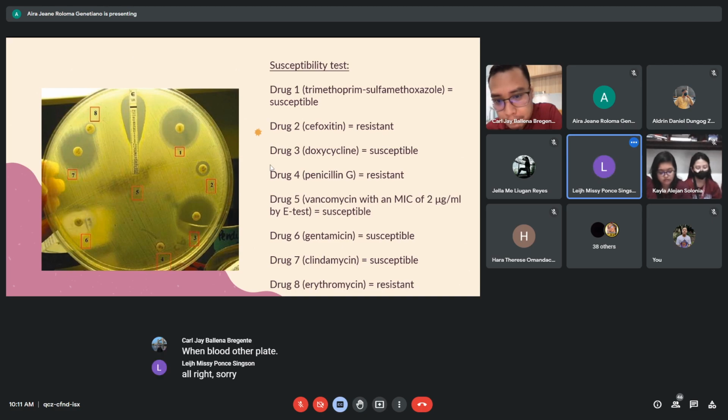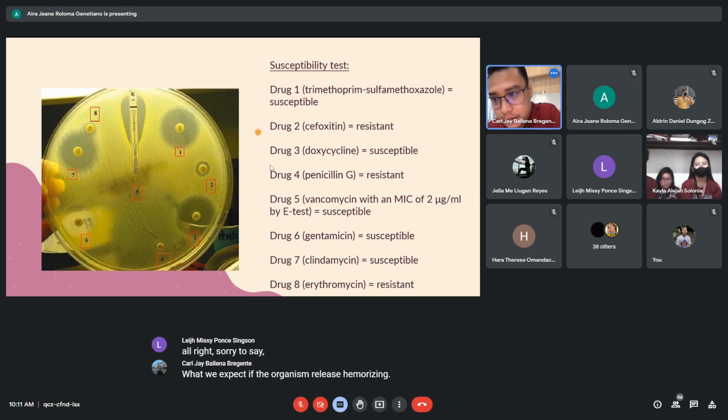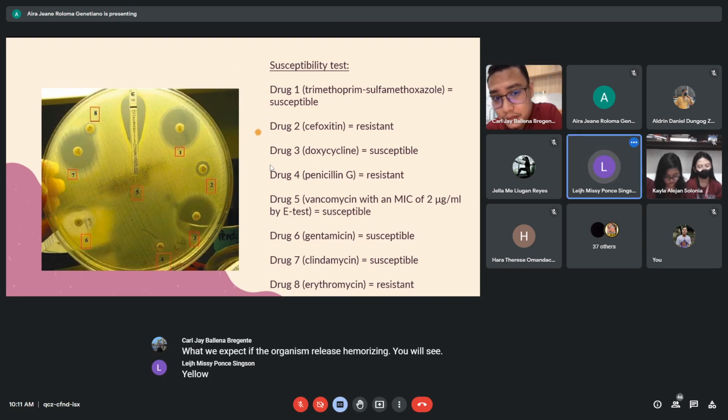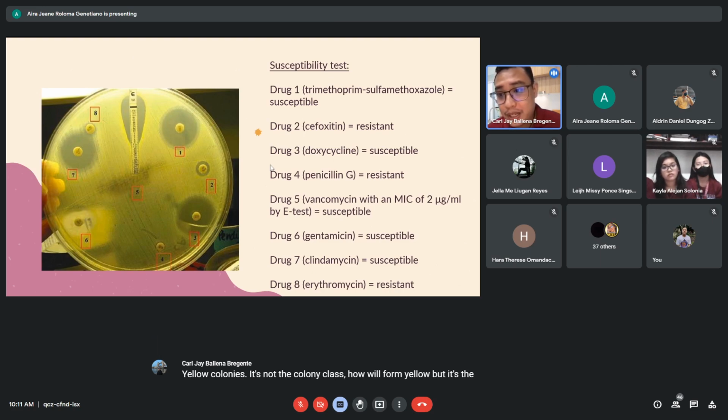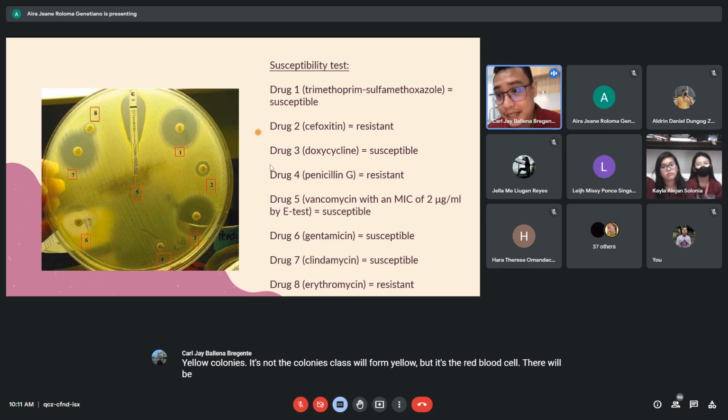Sorry, sir, wait. What do you expect if the organism releases hemolysin? Yellow colonies, sir. Okay, it's not the colonies, class, that will form yellow, but it's the red blood cells. There will be hemolysis if ever the organisms release hemolysin. Okay.